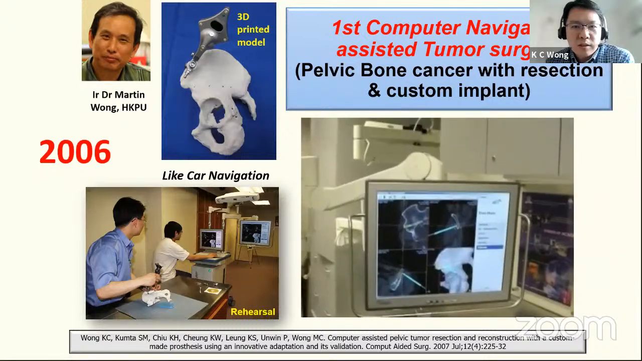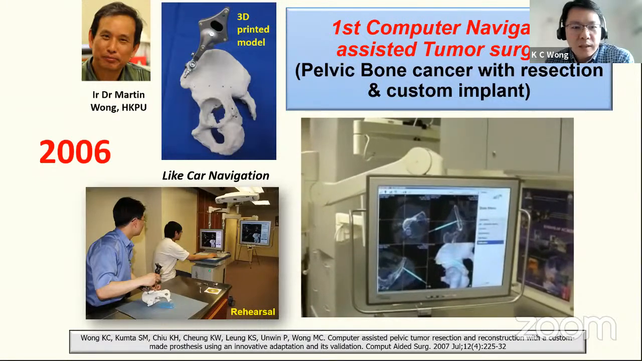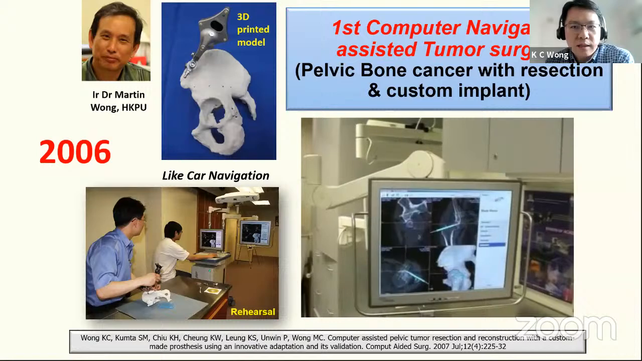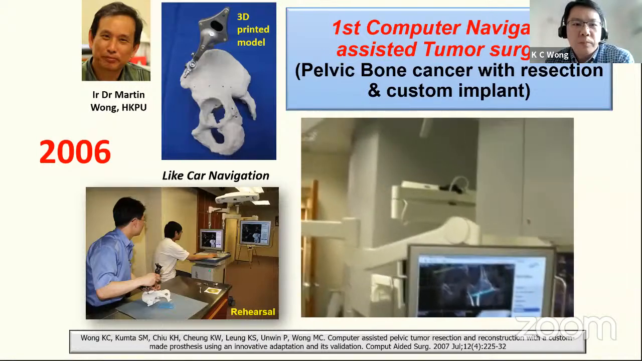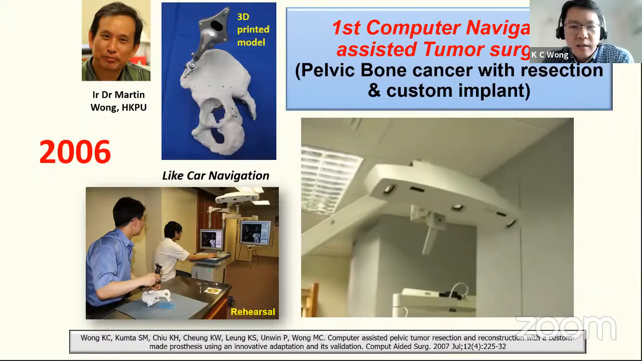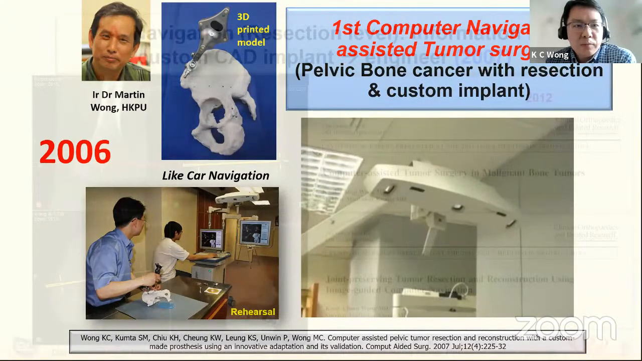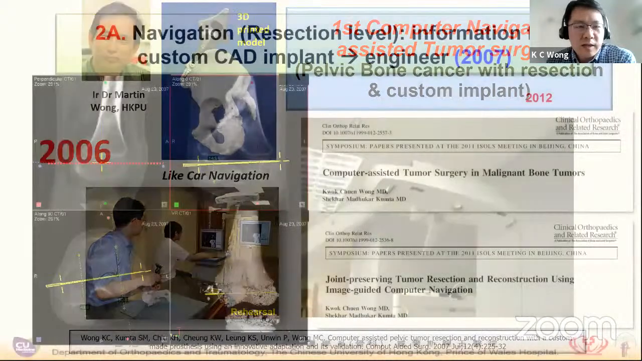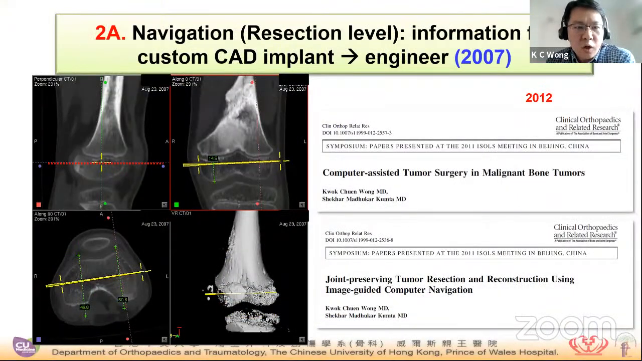At that time, we developed our first case using this technology to assist in replicating the plan. Later on, we found that with navigation planning, for the first time we could tell the implant engineer exactly where my resection cut is and what its geometry is, like this joint-sparing resection, what the cartilage thickness is, and then they can make an implant exactly matching this resection plan.